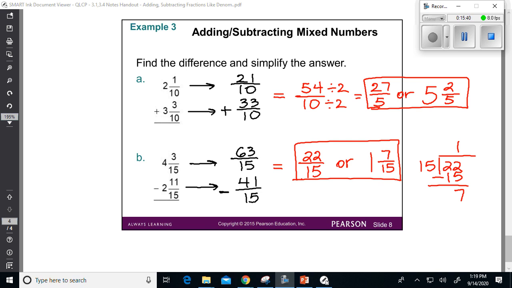So, any questions, parts A or B? Now, if anything, we should be real good with changing mixed numbers to improper fractions with as much as we do it. Those are like easy points right there.